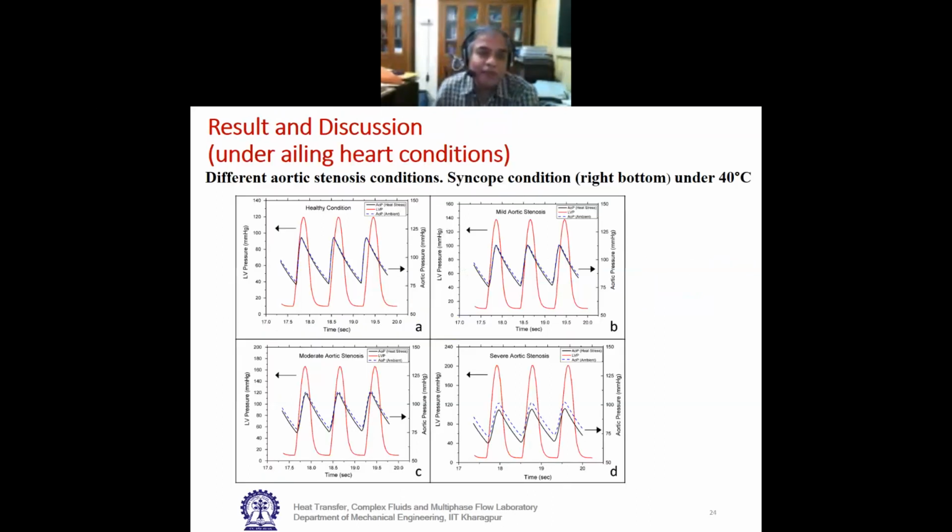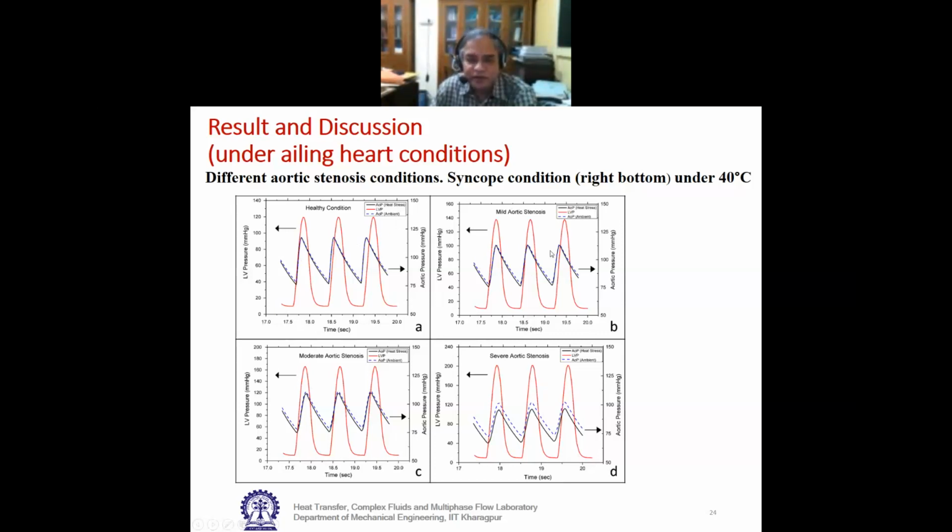Finally, I come to this. Here is another ailing heart condition where there is stenosis. First we have considered a healthy heart, where the LVP, meaning left ventricular pressure, is 120 millimeter of Hg. And we are considering two conditions: one is ambient atmospheric temperature, and another is 40°C temperature. If there is a healthy heart condition, in both cases we will have the same aortic pressure.